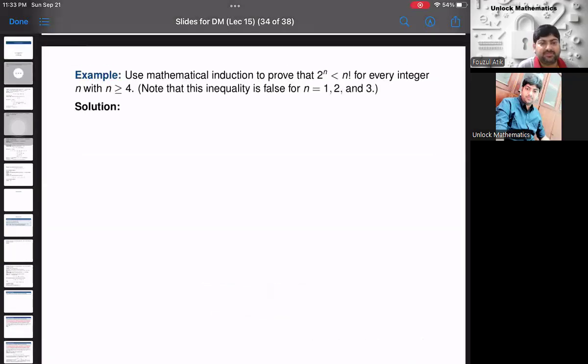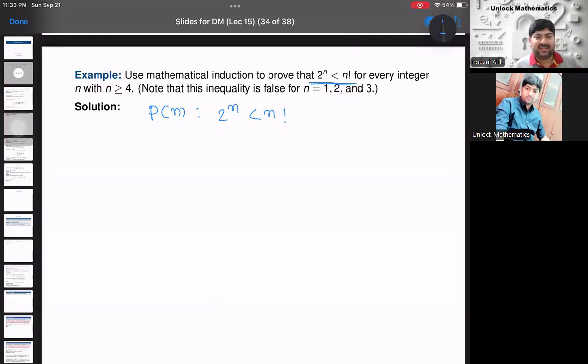Using this mathematical induction technique, we can also prove this kind of inequality. It says that you have to prove that 2 to the power n is less than n factorial for every integer n with n greater than or equal to 4. So suppose Pn is such that 2 to the power n is less than n factorial. We have to prove this one.